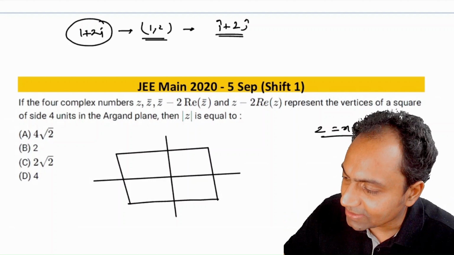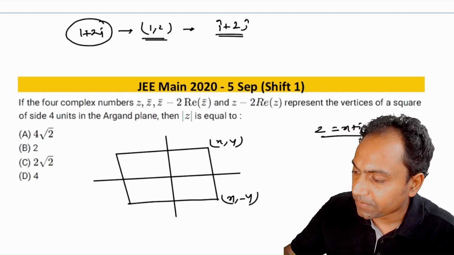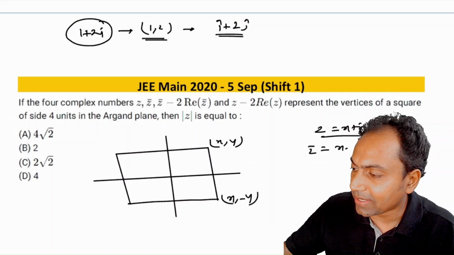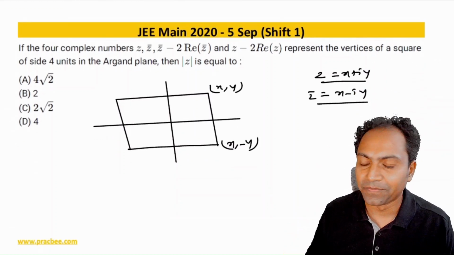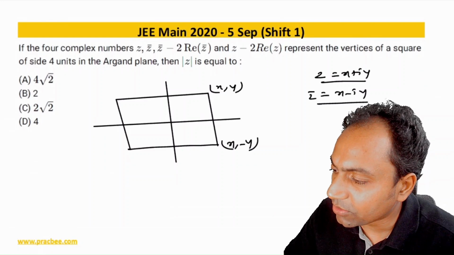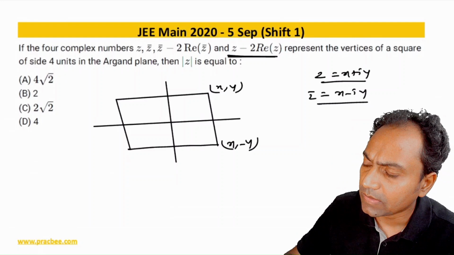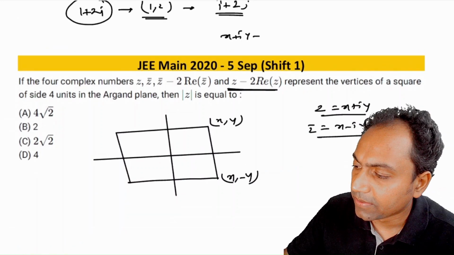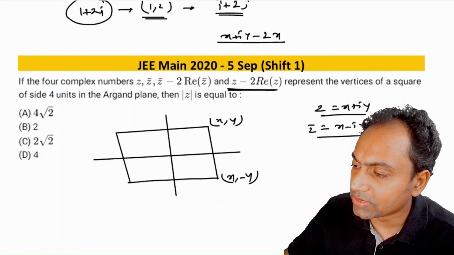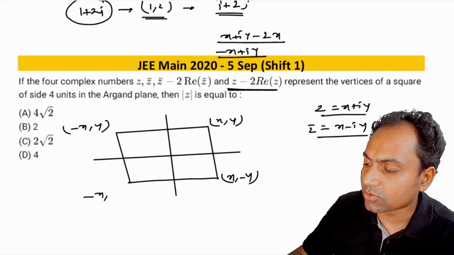Like in this case, if I consider this as z or x comma y, then this will become x comma minus y, because z bar is nothing but x minus iy. So using this basic logic to solve the question is very important. What they are doing is, in order to get another point, we are subtracting 2 times the real part of z. So this will become a complex number x plus iy minus 2 times x. You can see that it is minus x plus iy. So this point becomes minus x comma y. Similarly, this will become minus x comma minus y.